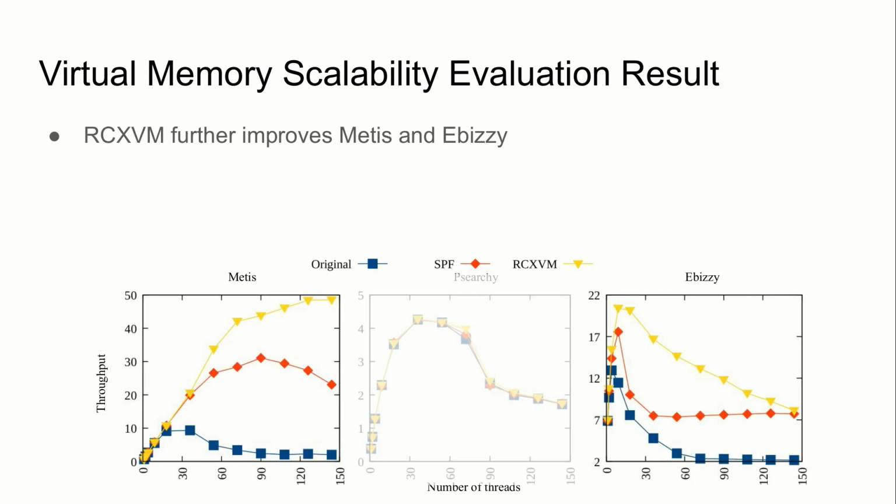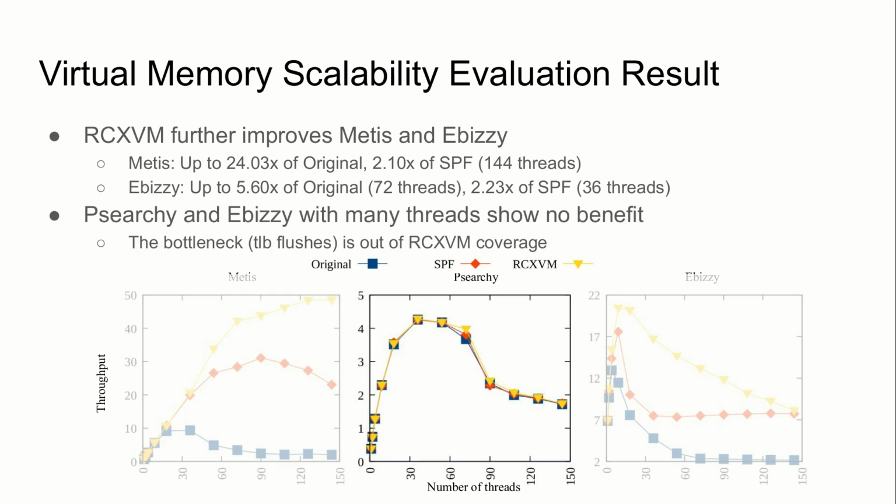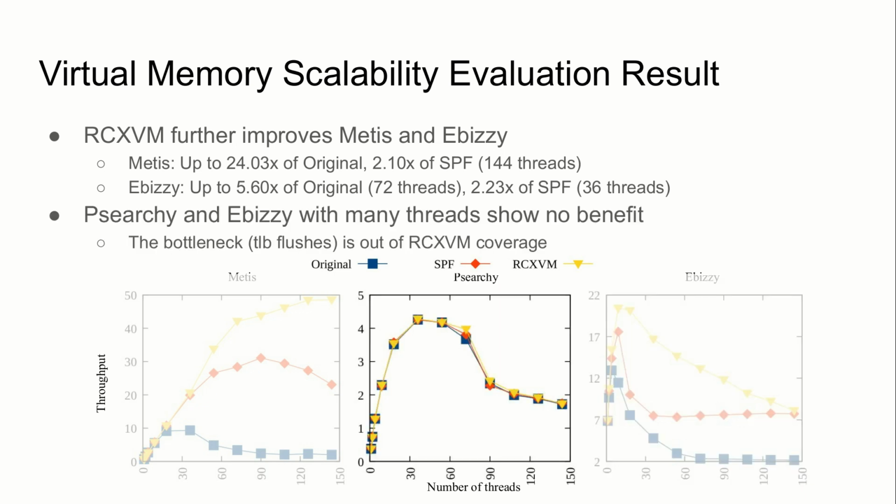This is the performance result of the virtual memory scalability systems. As you can see, RCX-VM further improves the Metis and EBG workloads. In the case of the Metis workload, RCX-VM showed up to 24 times higher performance compared to the original and 2 times higher performance compared to SPF in the 144-thread case. With the EBG workload, it showed up to 5 times higher performance compared to the original with 72 threads and 2 times higher performance compared to SPF with 36 threads.